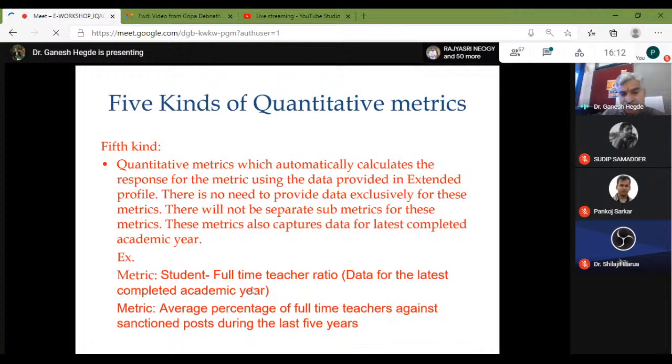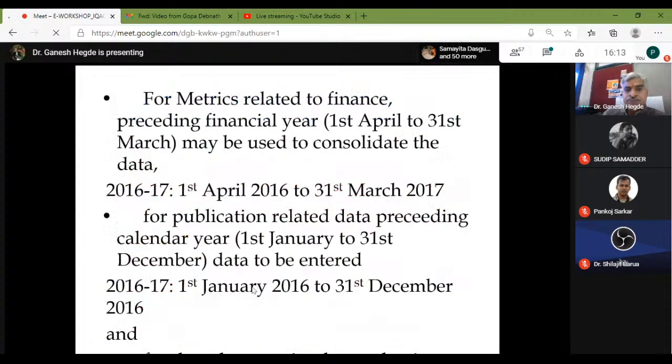1,822 students are there, let us say. 22 teachers are there. So the computer automatically calculates 1: how many students are available. So, this type of data will be directly fetched from the extended profile.